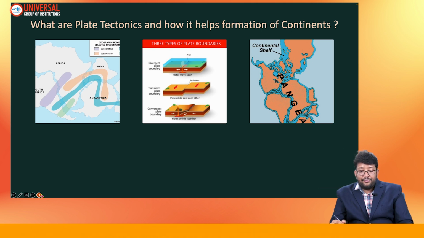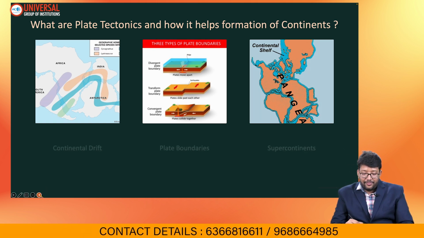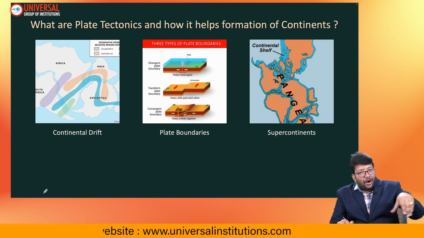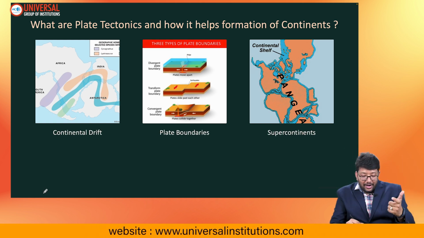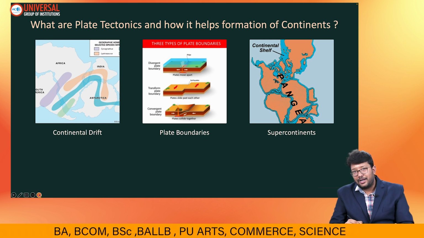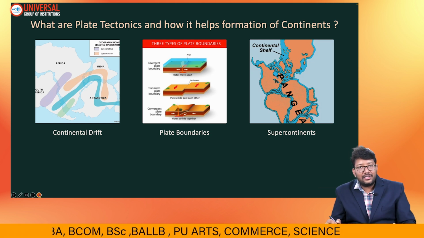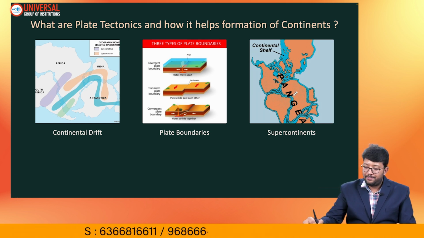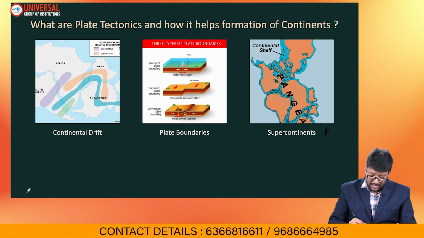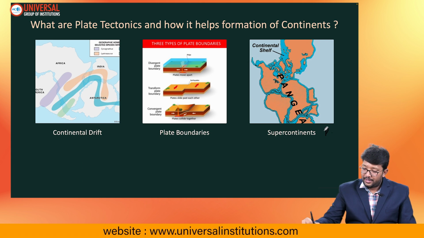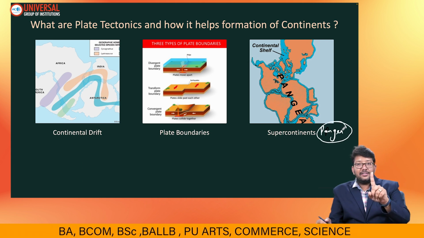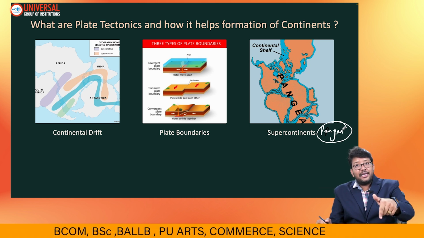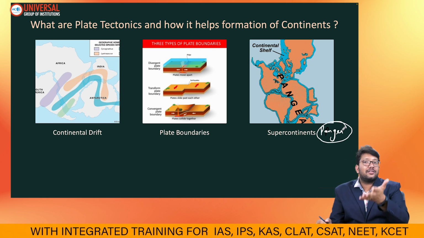Then, students, what are plate tectonics and how do they help the formation of continents? Our earth is solidified now, and the origin of life has also happened. Earlier there was a single landmass. Right now we have 7 continents, but earlier there was only one continent, and its name was Pangaea. And if one continent is there, then there might be one super ocean. That super ocean's name was Panthalassa.